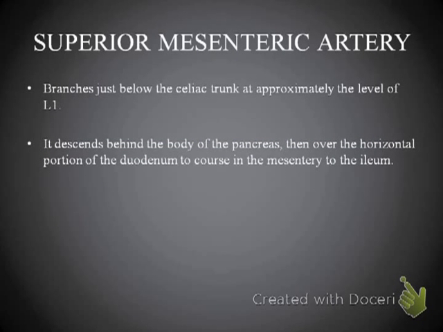Now we get to the superior mesenteric artery, or the SMA. It branches just below the celiac trunk at approximately the level of L1. So know that the SMA comes in usually around L1. It descends behind the body of the pancreas and then over the horizontal portion of the duodenum to course into the mesentery to the ileum.